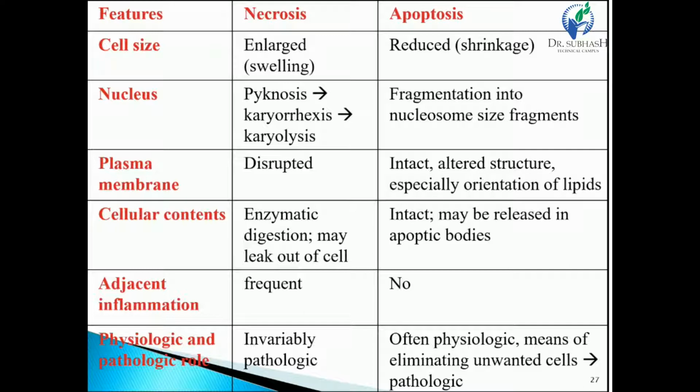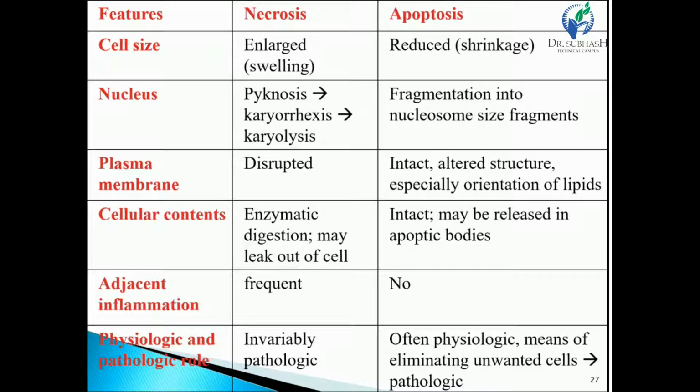Next is adjacent inflammation. In necrosis, inflammation can be seen. Whereas in apoptosis, there may not be inflammation. Next is the physiologic and pathologic role. While considering necrosis, it is invariably pathologic, though the pathology could have variations. In apoptosis, it is often physiologic, a means of eliminating unwanted cells, though it can also lead to pathology.